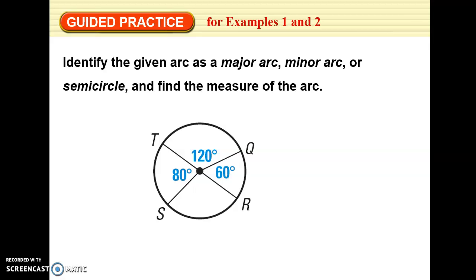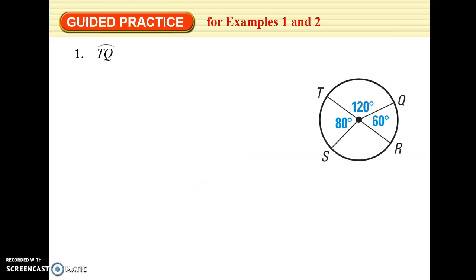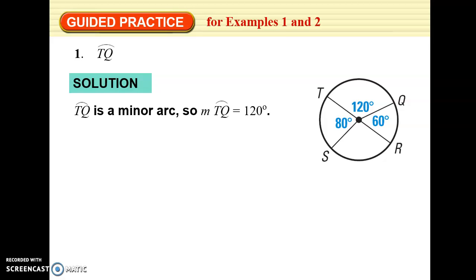Now, in this part it says identify the given arc as a major arc, minor arc, or semicircle and find the measure of the arc. Now we have to find what is each question. For example, what is TQ? TQ is obvious that it's 120. Is it a major or a minor arc? It's a minor arc because it's less than 180. Now the next question is what is QRT? Remember, we have to follow the order Q, R, and T.